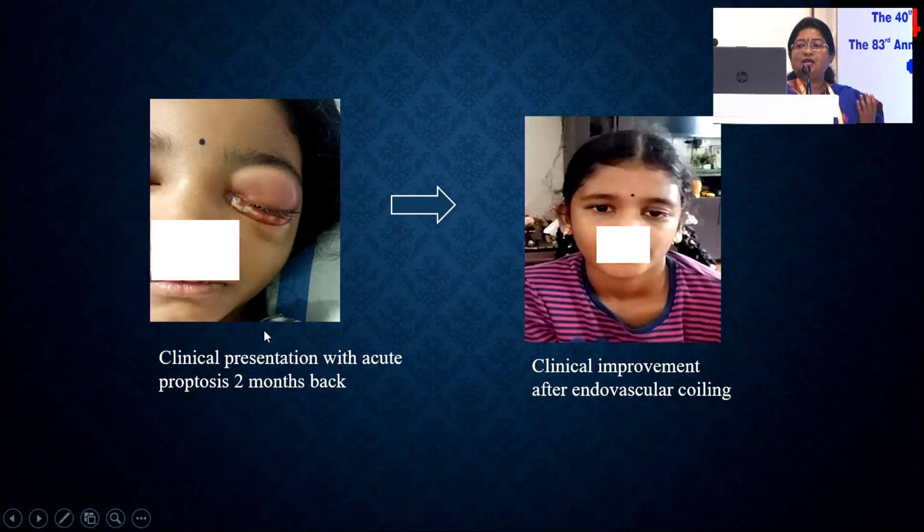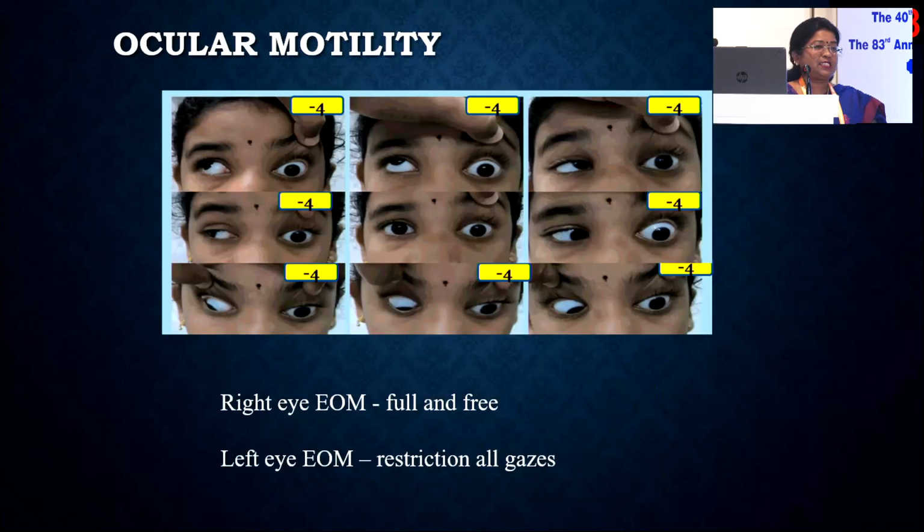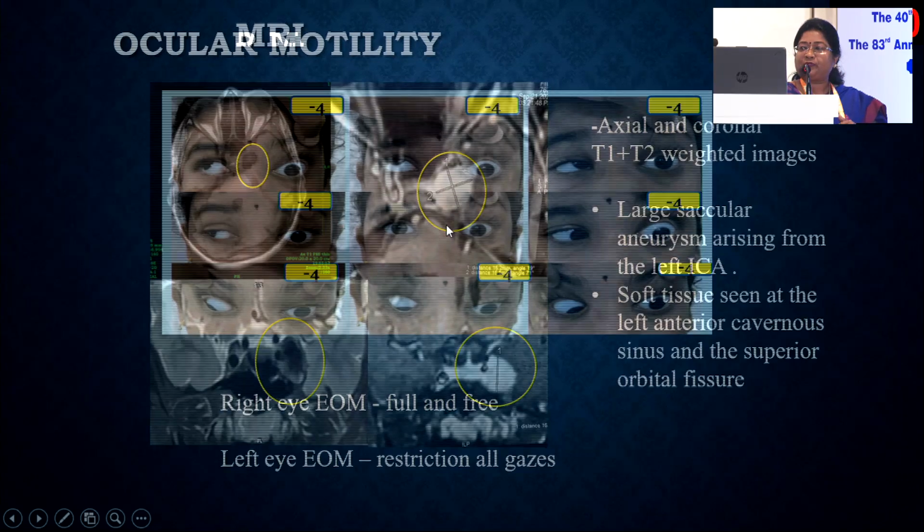It's a clinical acute subacute proptosis in the left eye, as you could see, and she had recovered very well after the endovascular coiling. But now she has come back to us with a sudden drop in vision and diplopia. And her vision in the left eye was 6/12, and the disc had only a subtle temporal pallor. And you could see that there's a complete EOM restriction in all directions in the left eye.